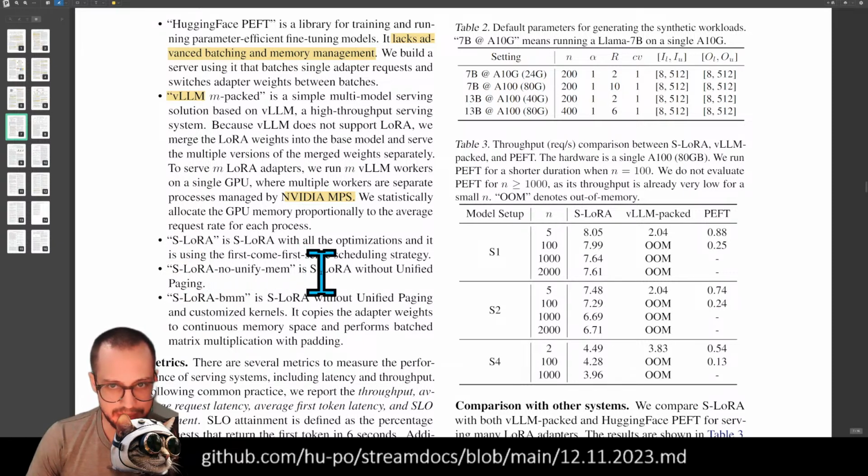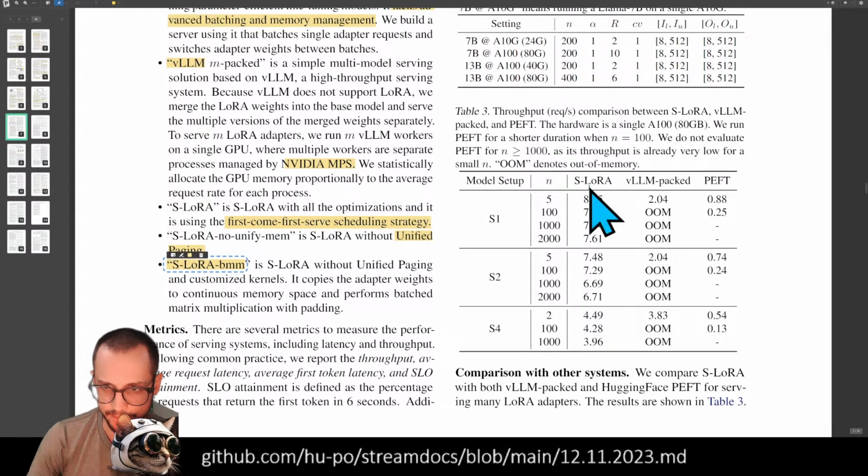S-LoRA with no unified mem, so without the unified pool. S-LoRA using first come first serve, so without the extra part where it tries to batch based on whether or not they're using the same LoRA. And then S-LoRA BMM, which is without unified paging and customized kernels. It copies the adapter weights and performs batch matrix multiply with padding. Okay, so this is the worst case. So this is going to be the worst one, and then we'll see.